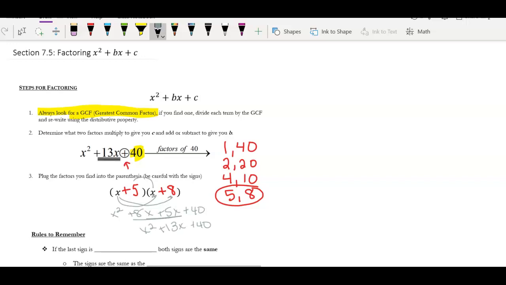So that's the process we're going to follow. You're going to find your factors of C that either add or subtract to give you the middle number. Okay? We're going to come and fill in these rules after we do some examples. So let's go down and look at our examples.